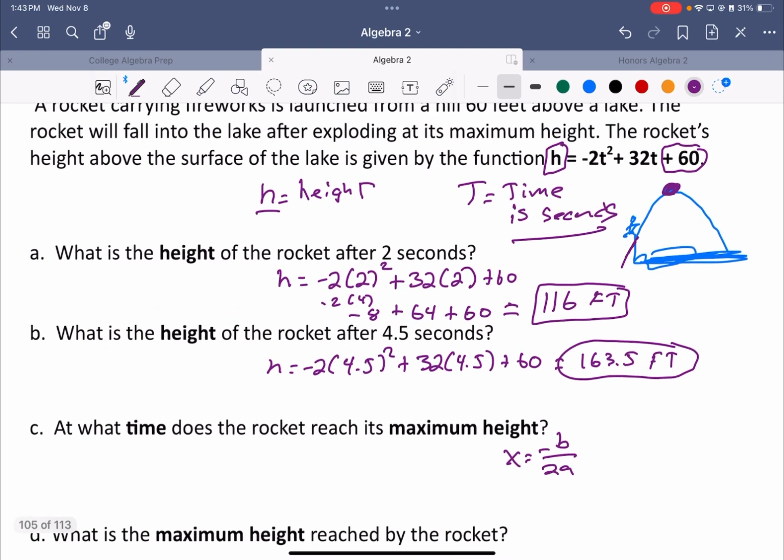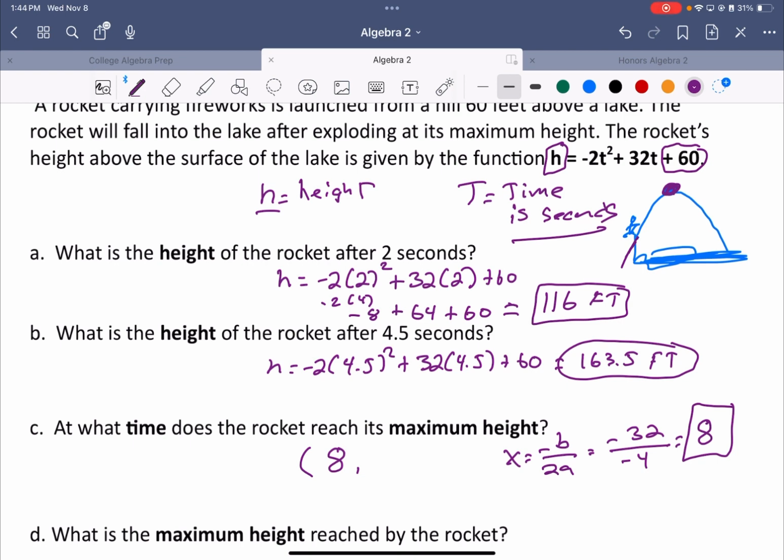Okay, so what's my a value? What's my b value? 32. So that's negative 32 over 2 times negative 2. My a value is negative 2. 2 times negative 2 is negative 4. So that equals 8. So this is telling me right here that after 8 seconds, it's going to reach its maximum height.